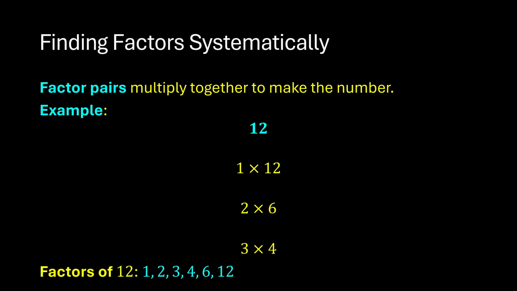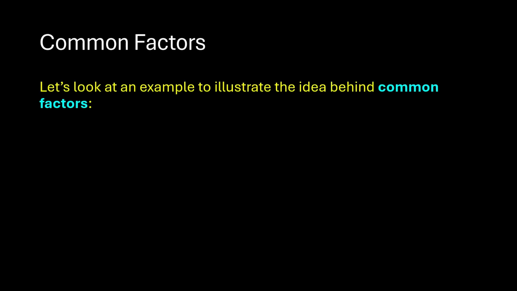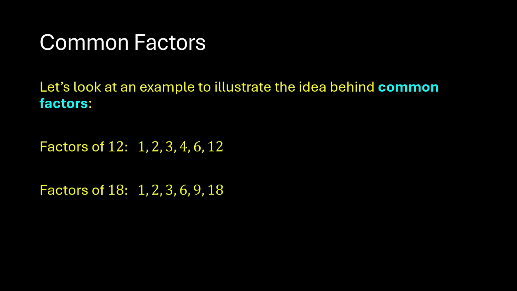We're now going to take a look at common factors and greatest common factors. Let's take a look at an example to illustrate the idea behind common factors. The factors of 12 are 1, 2, 3, 4, 6, and 12. And the factors of 18 are 1, 2, 3, 6, 9, and 18. The common factors are therefore 1, 2, 3, and 6. These are called common factors because they belong to both numbers.